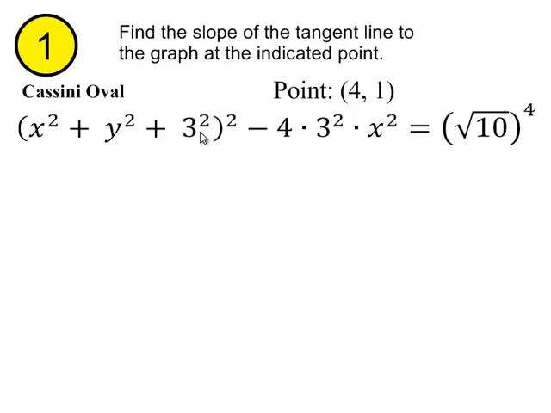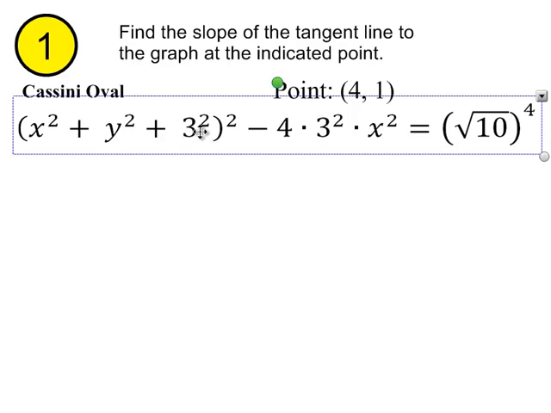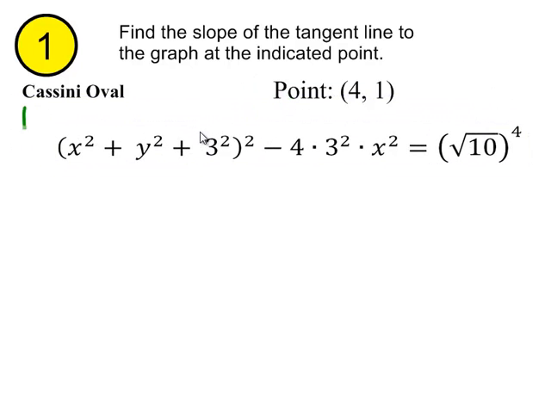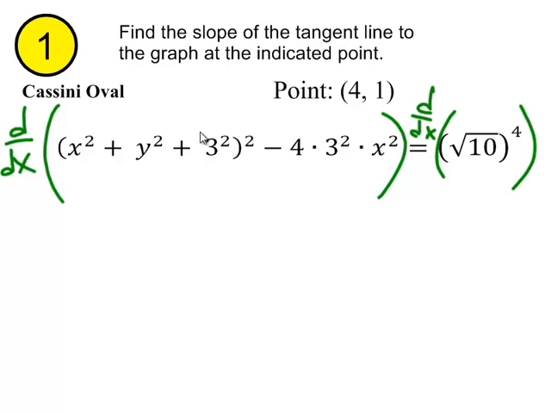Let's start by taking the derivative of both sides, d over dx of both sides. So d over dx of the left side, and whatever we do on the left side, we will do to the right side, of course. And let's just go through term by term. Now, notice there is going to be some chain rule taking place here. We've got all of this inside of a squaring function, right?